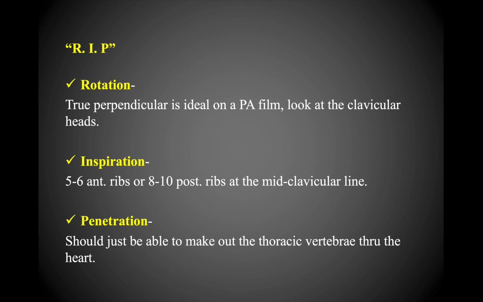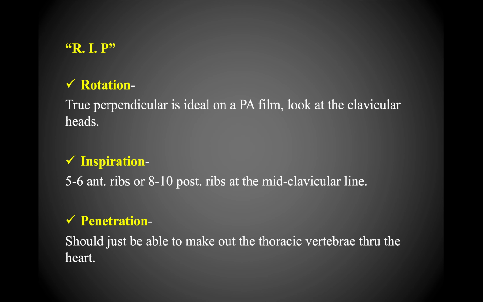So with the initial survey, one of the first things that you want to do, in addition to looking for obvious asymmetries, foreign objects, etc., is to look for what we call RIP. So rotation, inspiration, and penetration. Rotation means that the patient isn't perfectly aligned with the detector, and so as a result, you're going to get some asymmetries. It's easy to be tricked into thinking that that is pathologic, but in fact, it's just because they're not perfectly perpendicular on the PA film.